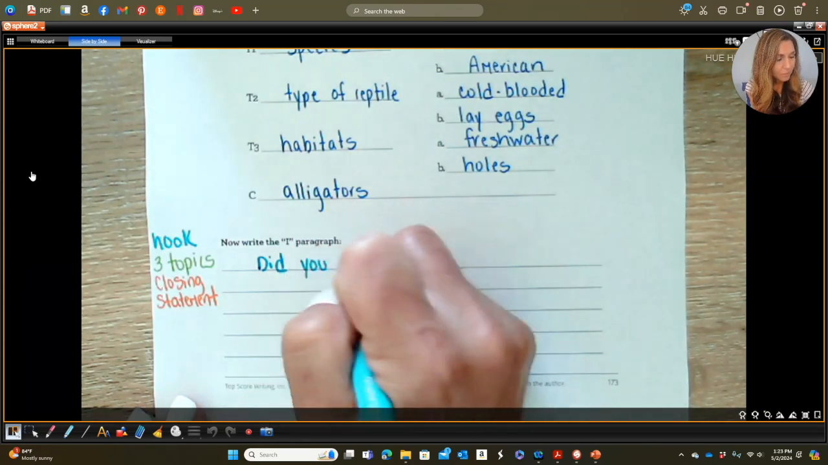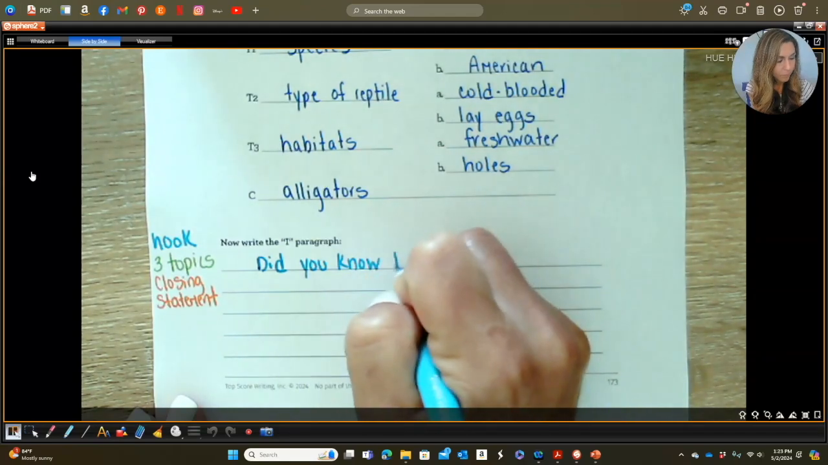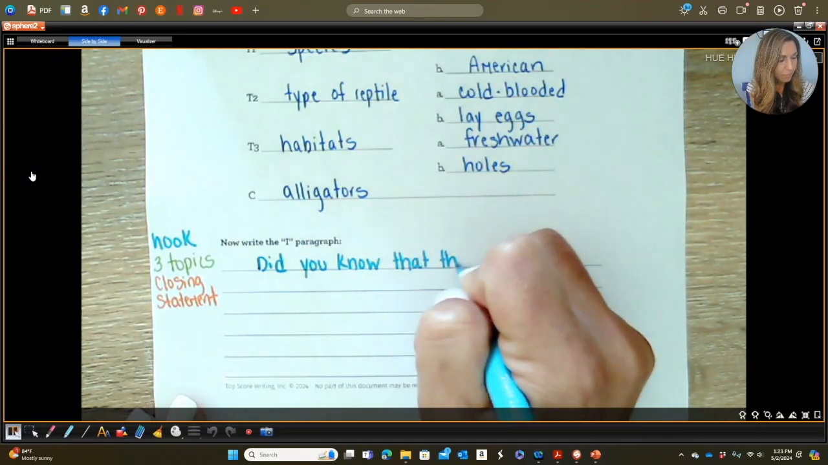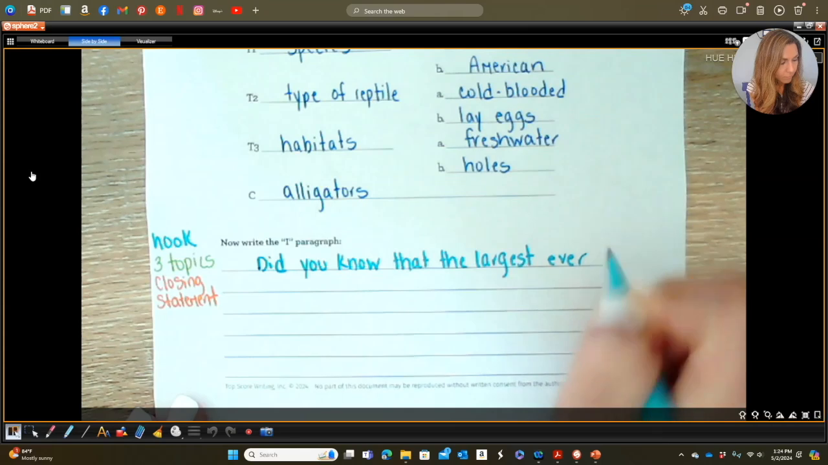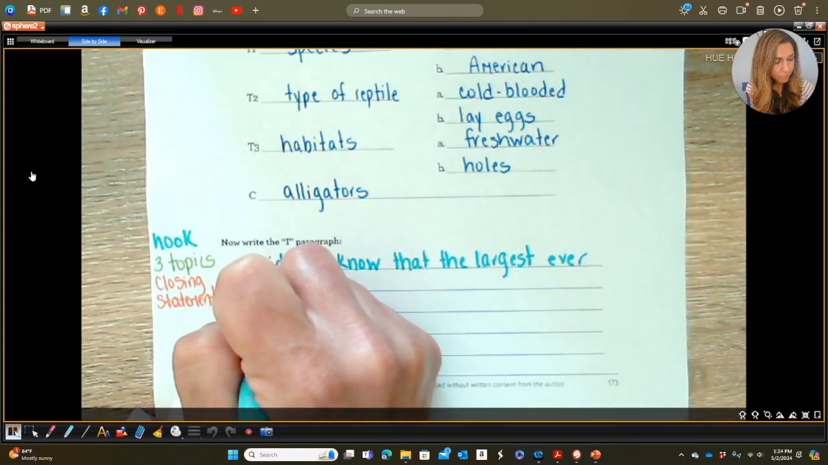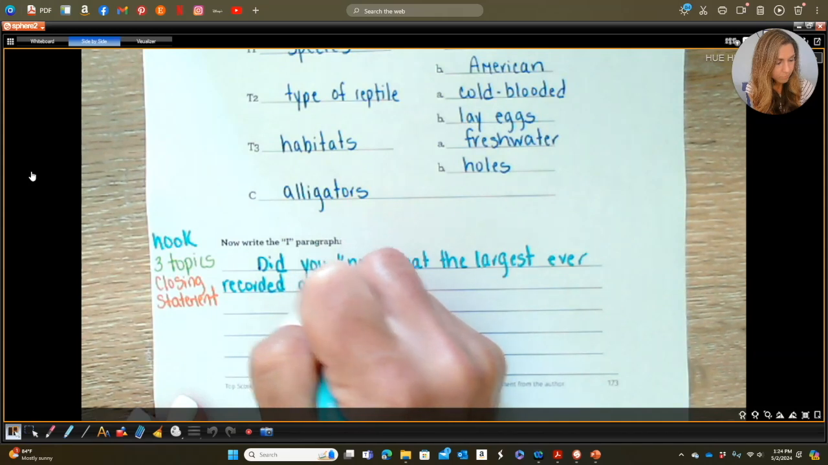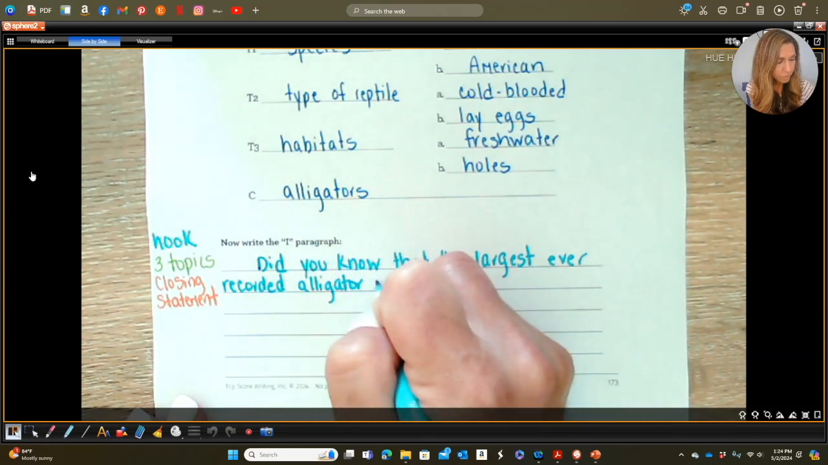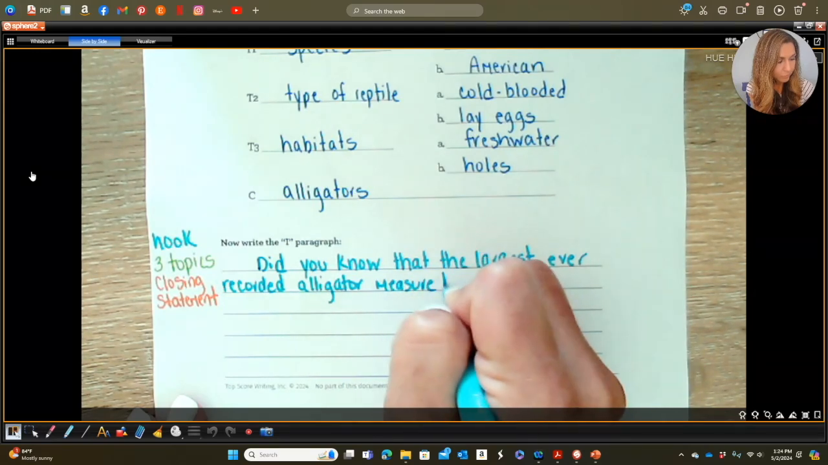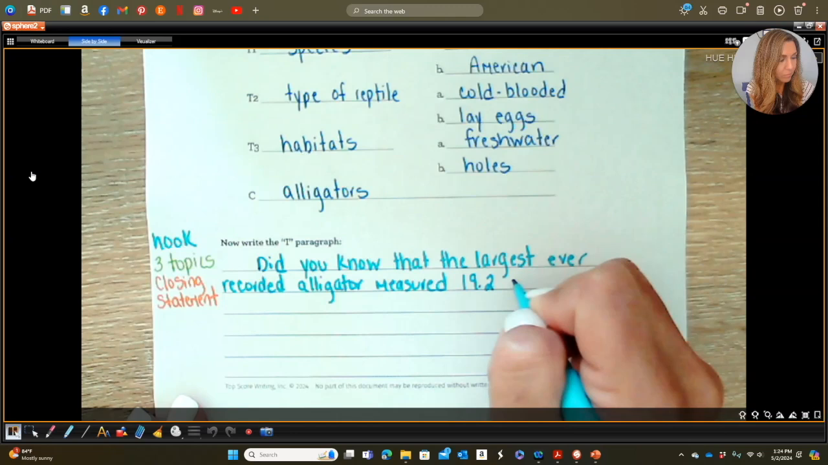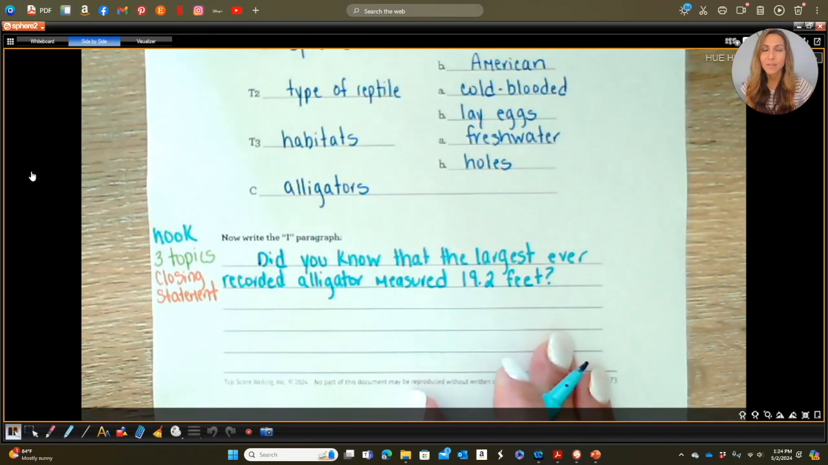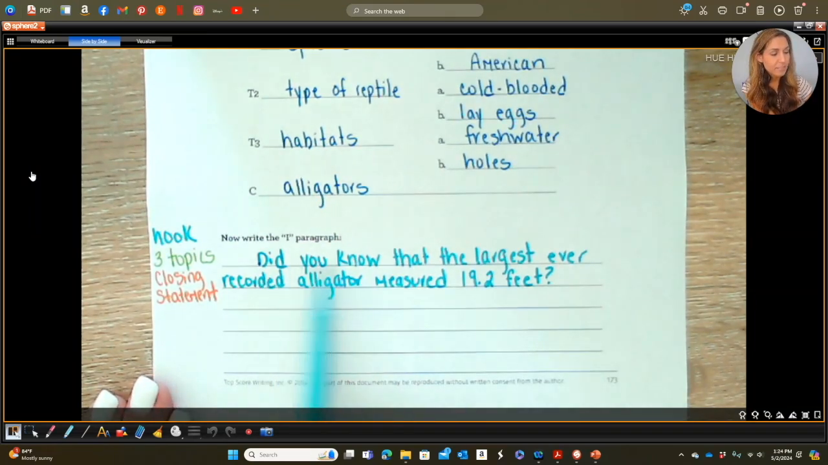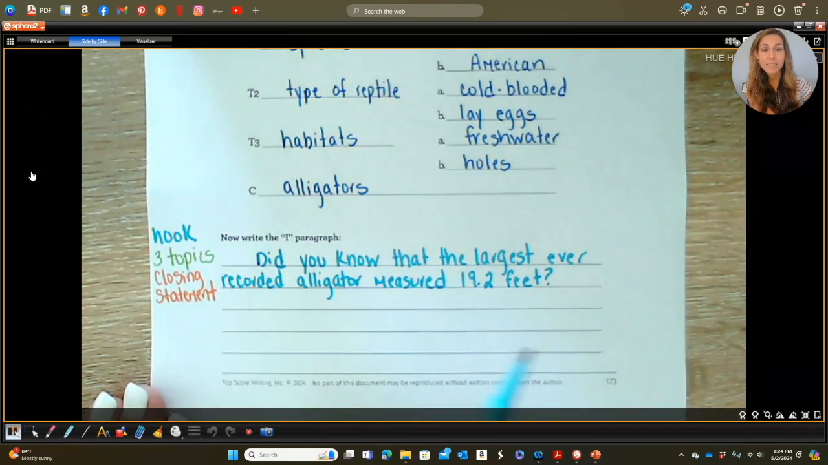So I'll say, did you know that the largest ever recorded alligator measured 19.2 feet. Now, I'm sure that this was true when this article was written. I wonder if they've ever discovered a bigger alligator since then. That's just something I'm wondering as I write that. Okay, so we have our hook now. Did you know that the largest ever recorded alligator measured 19.2 feet?